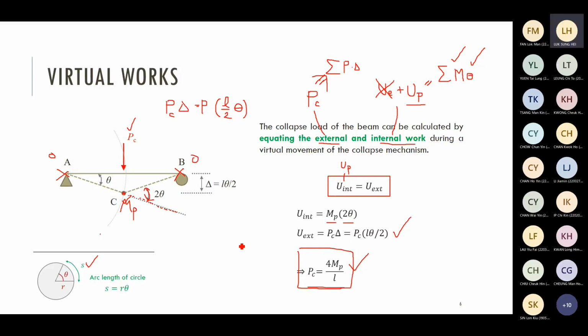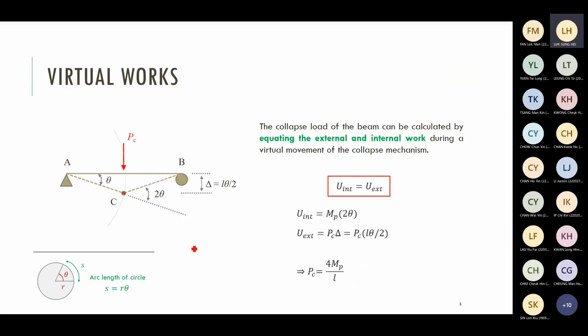So you can see that you have two different approaches to find the collapse load of structures. You may use the lower bound theorem based on the moment diagram. You can also use this energy principle, equating internal work and external work together. Because this structure is so simple, a simply supported beam, you cannot see the advantages of using the upper bound theorem. But later on, when we discuss more complicated structures, you can see the beauty of this method.